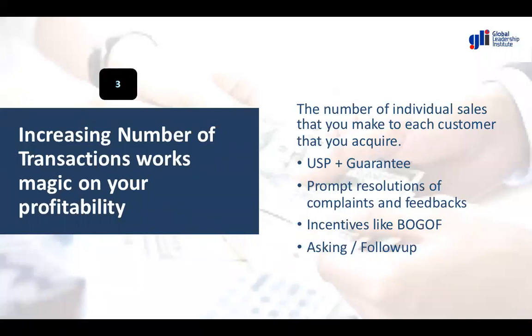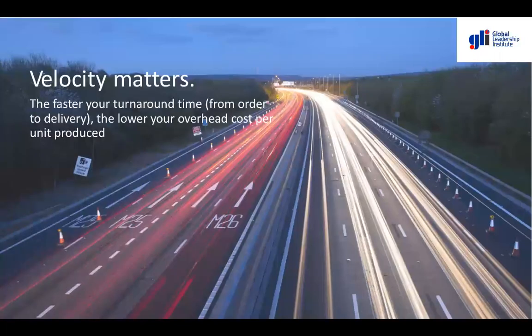Another way people do this is asking for follow-up, BOGOF. You can use USP, you can use USP plus guarantee, and you can use prompt resolution of complaints and feedback, so that people can come back more often. Remember, velocity matters. The faster your turnaround time from order to delivery, the lower your overhead cost per unit produced. The more customers you can serve per month, the lower your overhead, because whether you serve 1 customer or 20 customers, your fixed cost is constant.